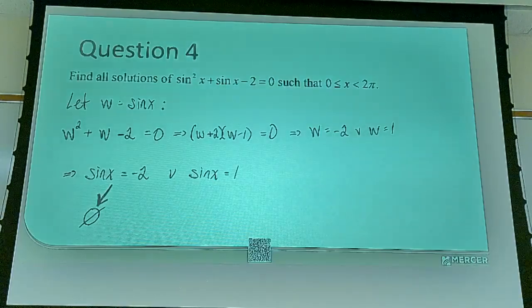Now, where does sine equal 1? The y coordinate. Which angle is that? That gives a single solution of pi/2. So you could write x equals pi/2. I always like to write my solutions as sets. So it's a set of just pi/2.